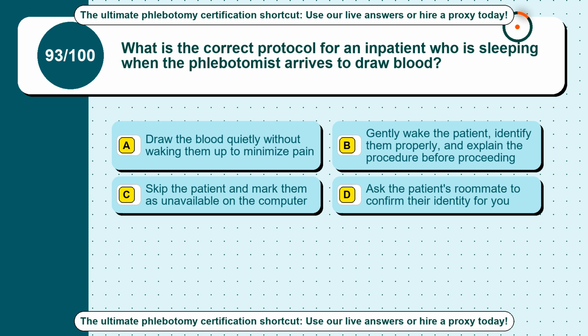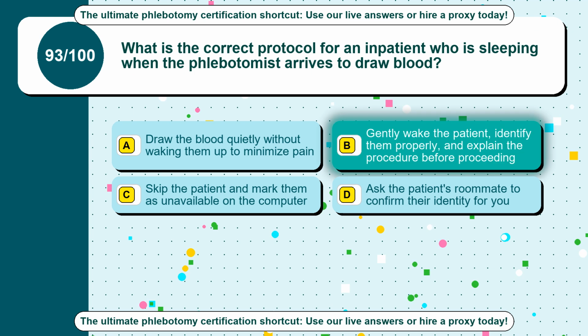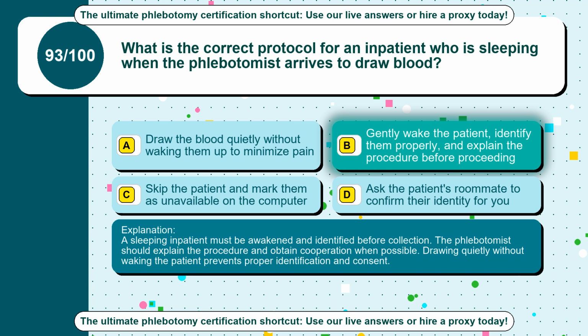Option D, ask the patient's roommate to confirm their identity for you. The correct answer is option B, gently wake the patient, identify them properly, and explain the procedure before proceeding. A sleeping inpatient must be awakened and identified before collection. The phlebotomist should explain the procedure and obtain cooperation when possible. Drawing quietly without waking the patient prevents proper identification and consent.